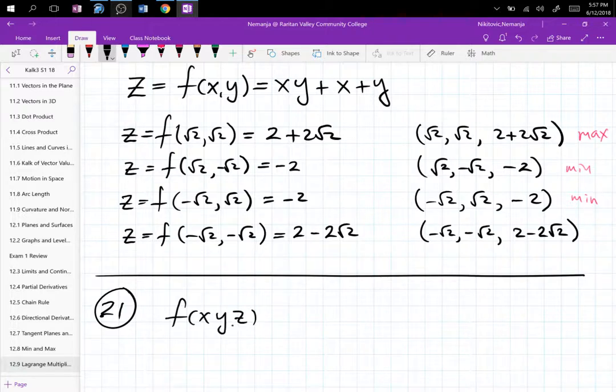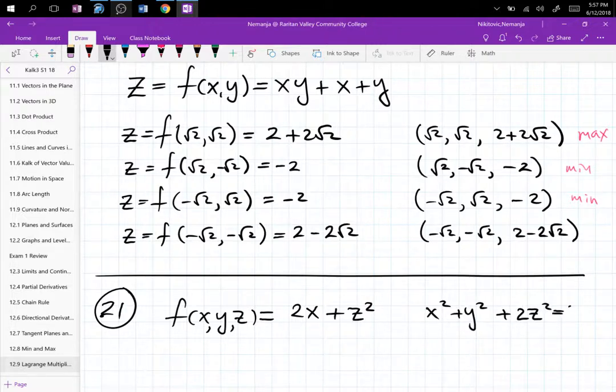F of x, y, z is given as 2x plus z squared. Sheesh. And then we have the ellipsoid over here of x squared plus y squared plus 2z squared equals 25.